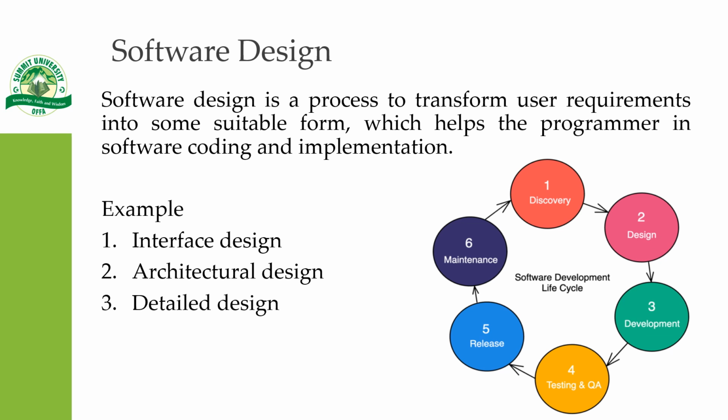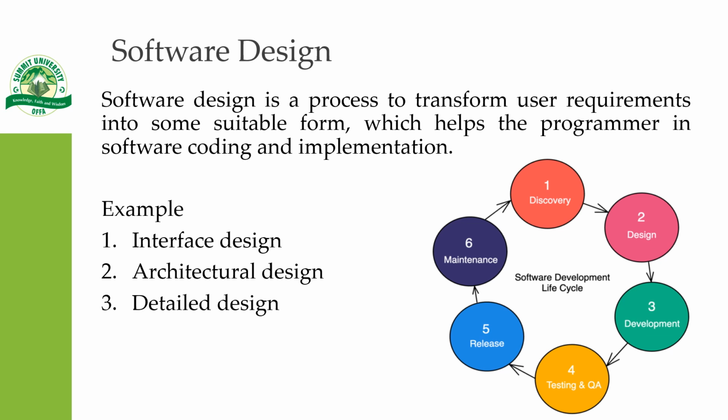Now it then moves into step 2, which means we move to the design stage. Software design is the stage, or you can say it's also a process, to transform user requirements into some suitable forms. It means at stage 1, when you discovered your idea, you start putting down your requirements. Okay, I want the application to be able to do this, to do that, and so on. Those are your requirements you are putting down. That is stage 1. Stage 2, which is the design, is where you transform those user requirements into suitable forms, which helps the programmer in software coding and implementation.